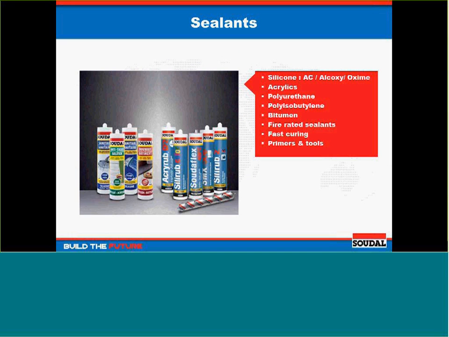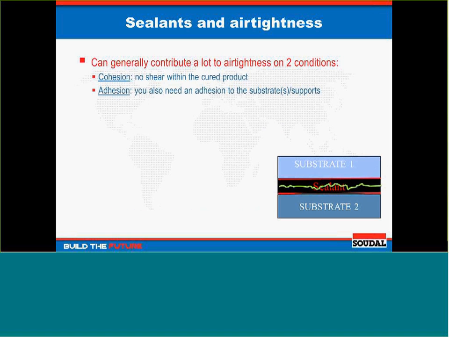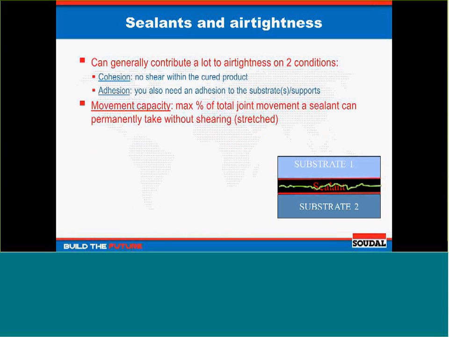Okay, sealants. Of course, there is a lot of variety in sealants. They can contribute a lot to airtightness on 2 conditions. They need to stay intact, so no shearing in the product, so the cohesion has to be okay. And of course they need to stick to both sides of the other construction element to stay airtight. Important in this sense is the movement capacity they can take, because all construction joints are of course submitted to stress and movement.